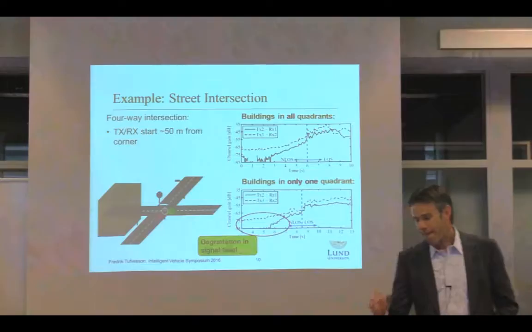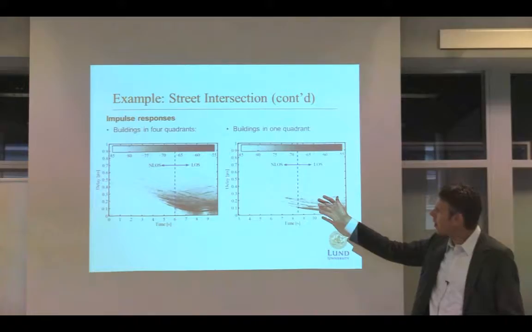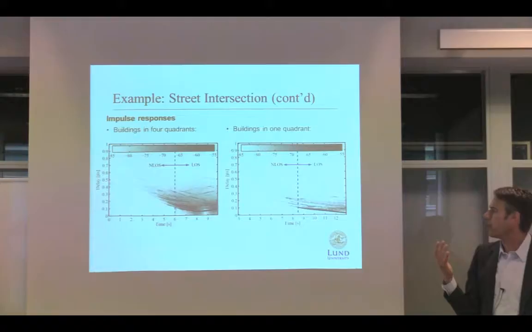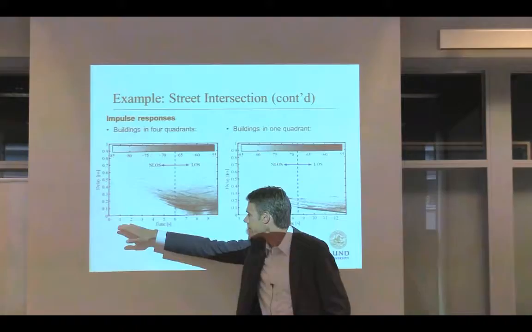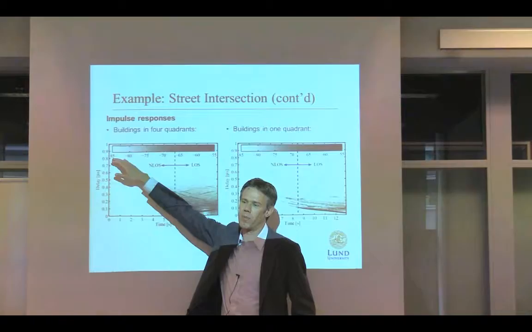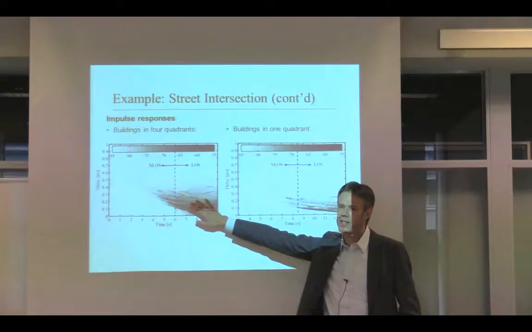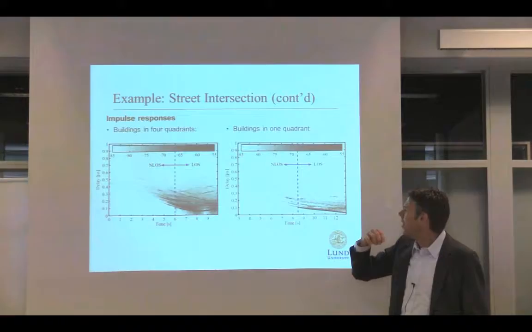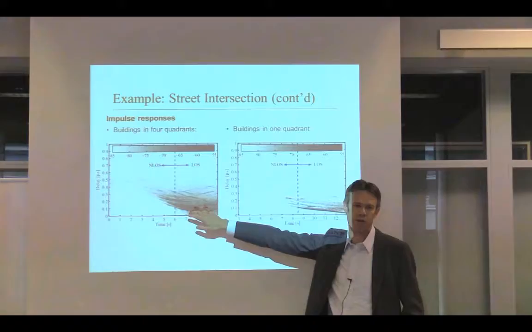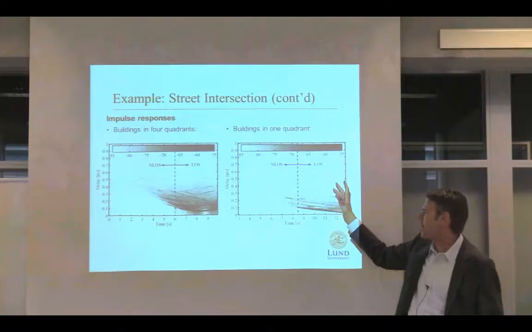From there we can now look a little bit more closely into the impulse responses that we can record. So it's the same four-way intersection. We have the time here, we have the delay here or the propagation distance, and then we have the impulse responses that we can record. And you can see some interesting patterns in this one. So this is for the four-way intersection with the buildings. This is the four-way intersection with only one building. And you can see it's much more dense here. We have many more multipath components. Here, it's of course less dense, but another interesting thing are those lines that we have here.